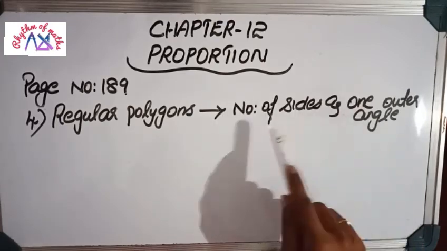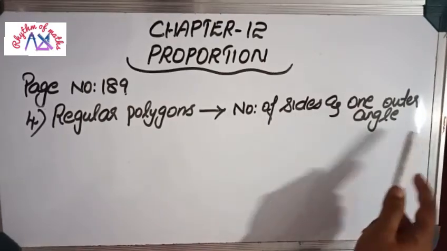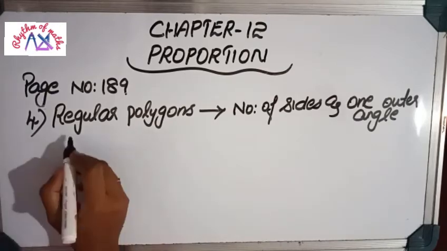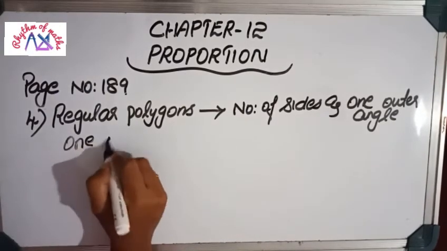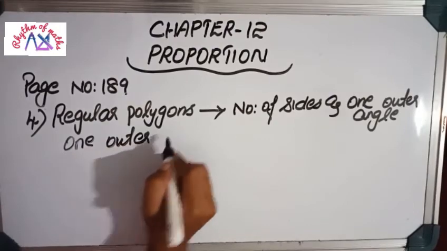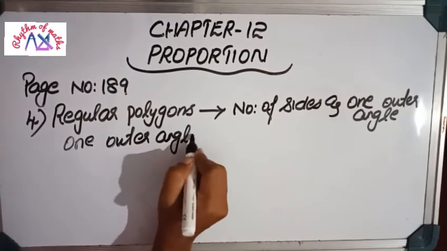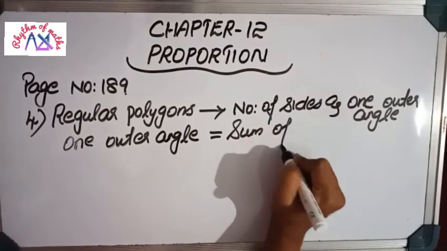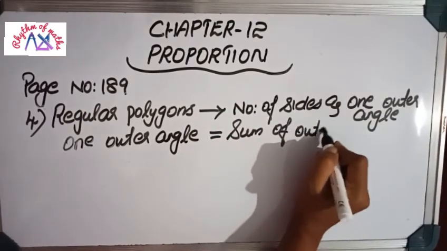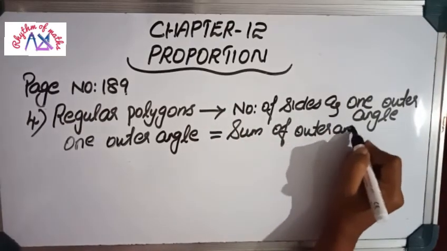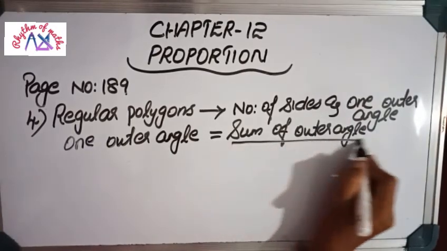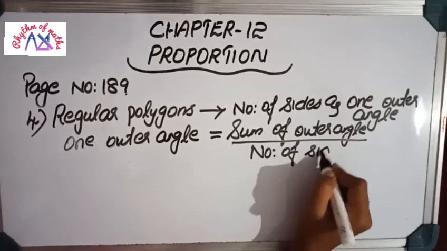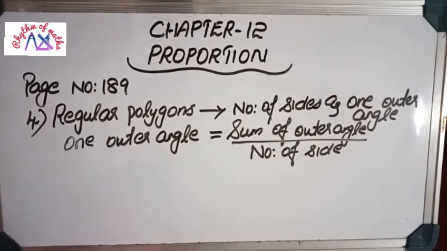So here two quantities are the number of sides and one outer angle. So what is the equation between these? One outer angle equation we know. In 8th standard we have learned about that. One outer angle of any polygon equals the sum of outer angles divided by the number of sides. This is the equation to find one outer angle.